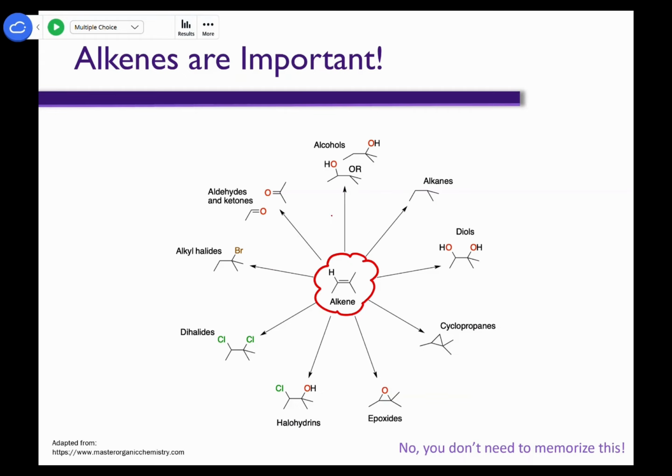You could add water, H2O, which means you can add hydrogen to one of those carbons, OH to the other. You could do this hydration reaction and make alcohols. Maybe you want to add some hydrogen. You can saturate those carbons with hydrogen and make alkanes.